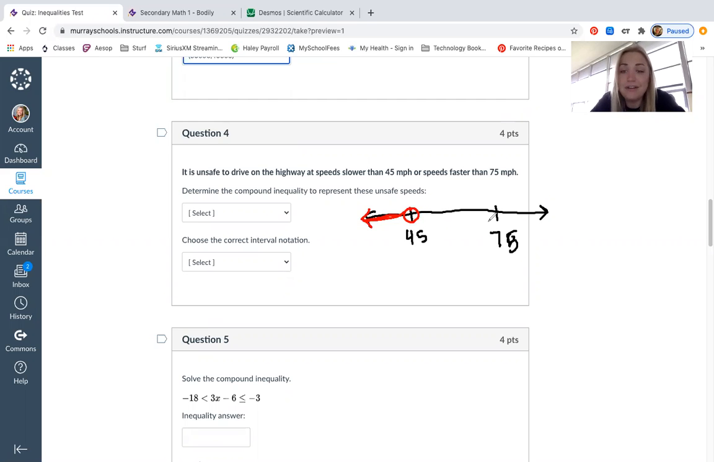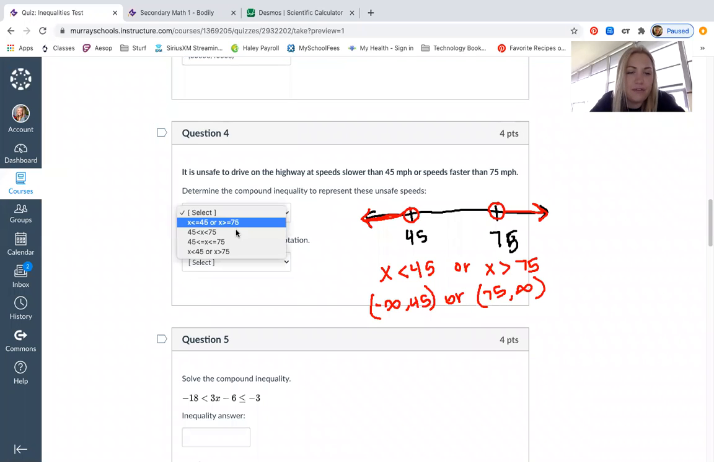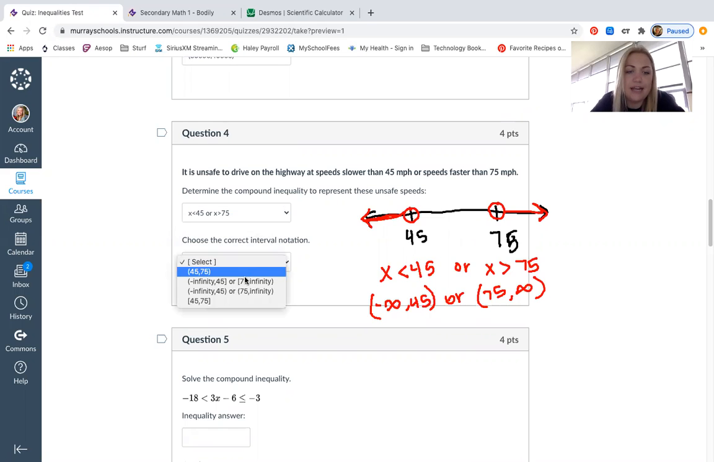And then faster than 75, that means 75 is not included, and everything above it would be. So this is the shading lower than 45, or the shading greater than 75, which would be negative infinity to 45, or 75 to infinity. All right, let's get that found on here. X is less than 45, or X is greater than 75, and negative infinity to 45 with a soft parenthesis, or 75 to infinity, soft parentheses. All right, let's go to problem number 5.